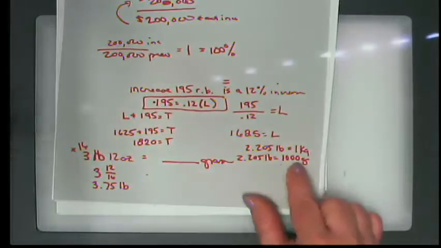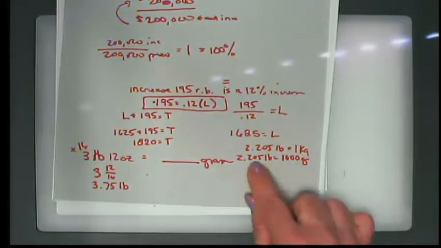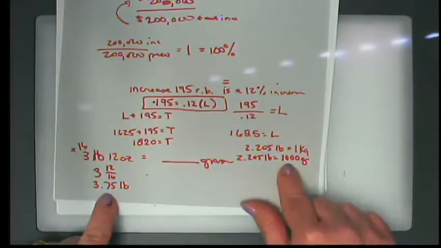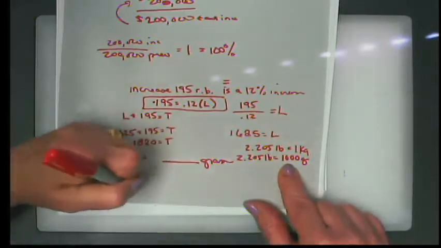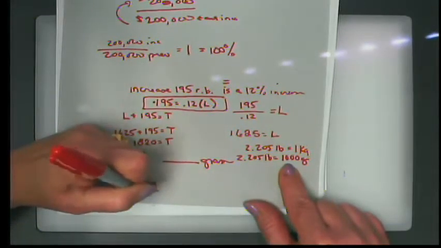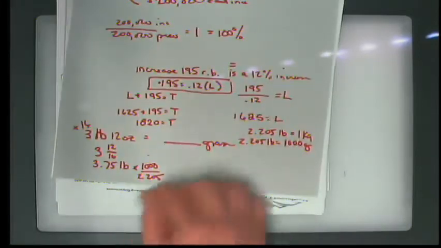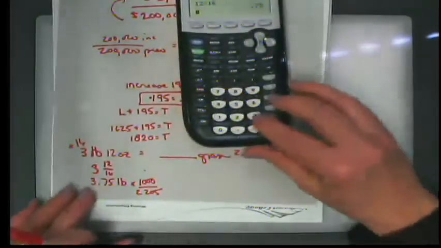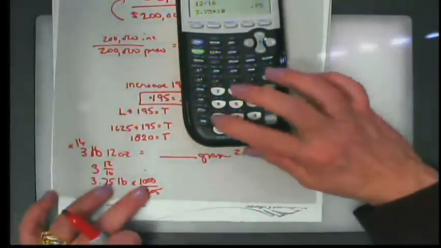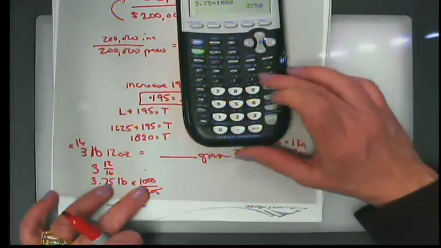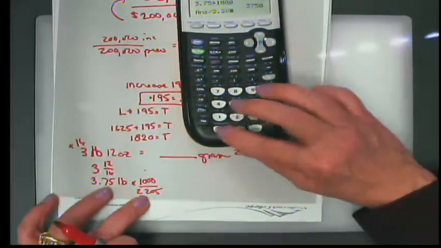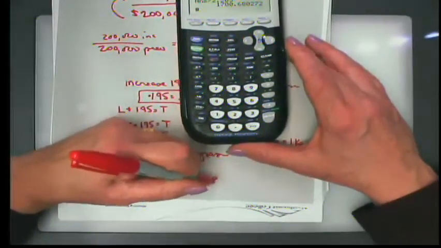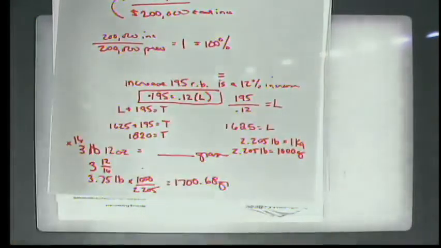Once again, what's going to be my bigger number, grams or pounds? There's 2.2 over here and 1,000 over here. There you go. So I'm going to multiply this by 1,000 over 2.205 because I need the bigger number on top, since my answer has to have a bigger number. So if I take 3.75, multiply that by 1,000, and divide it by 2.205, I get 1700.68 grams. Is that kind of what you got?